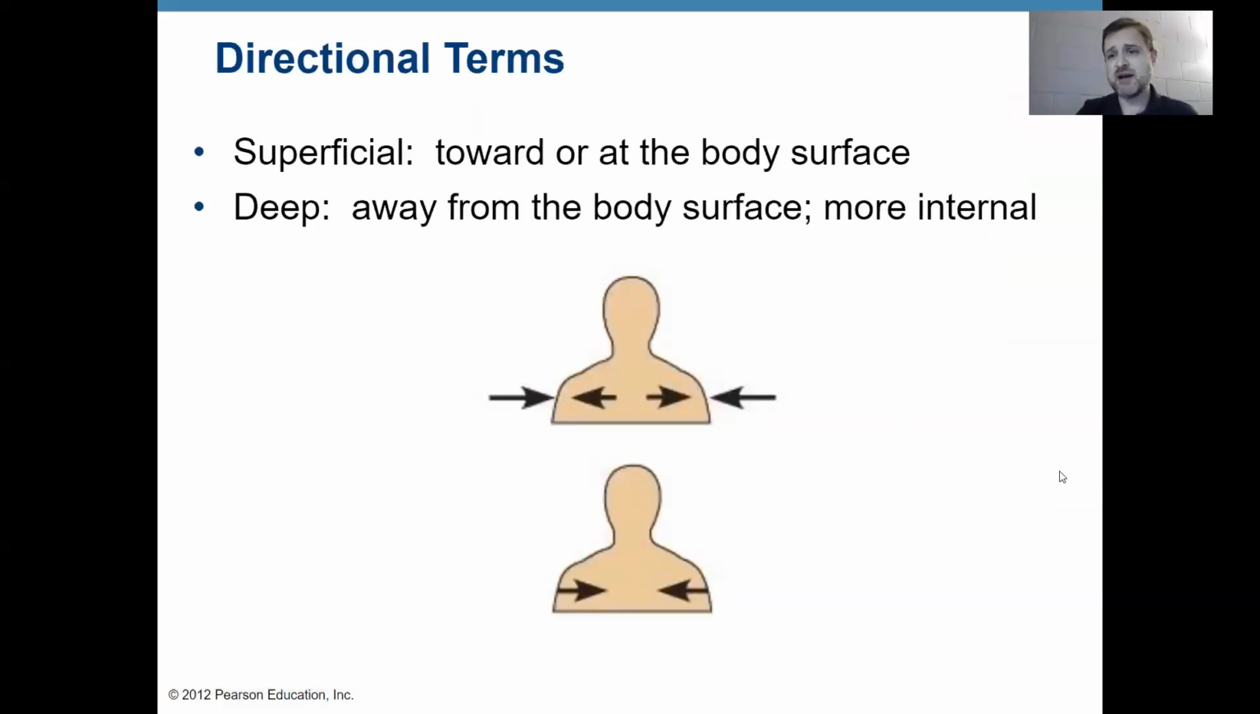Superficial means closer to the body's surface. Deep means more internal. So my skin is superficial to my nerves. That's not really the best example.